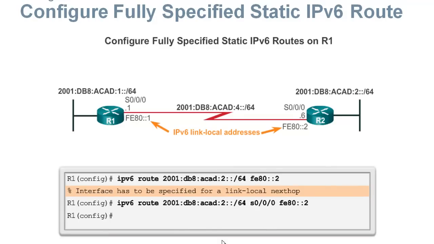All right, remember, fully specified has the exit interface and the next hop IP address. So ipv6 route: in order to get to the 2 network, I send it out serial 0/0/0, and my target is FE80::2. So exit interface and next hop IP address in a fully specified route.